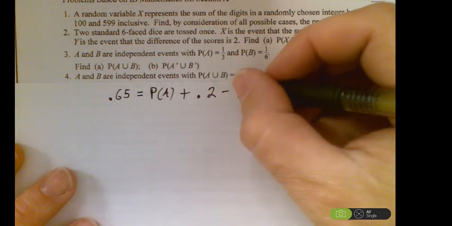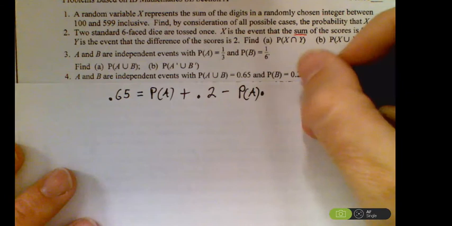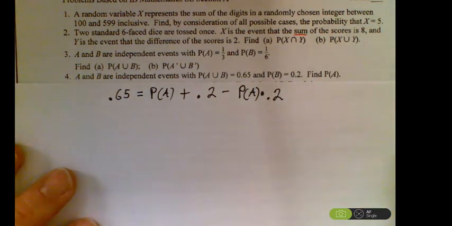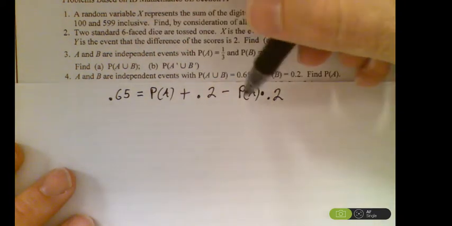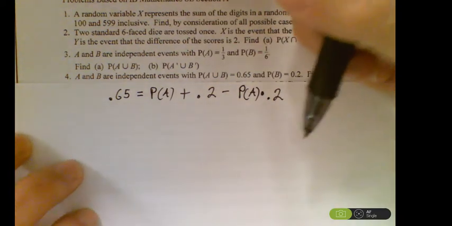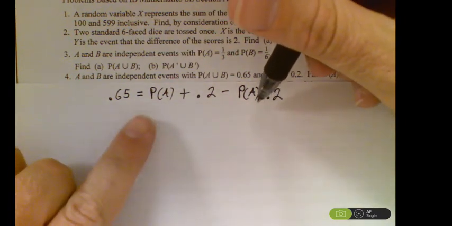minus the probability of A and B, which I am allowed to multiply in this case because I was told that they were independent events. If they didn't give me that word, I would not have taken that step right there. There would have been something else I could have done. But anyway, if we just want to solve for A in this case, let's clean up a little of what we can. So I'm going to subtract that 0.2 over.